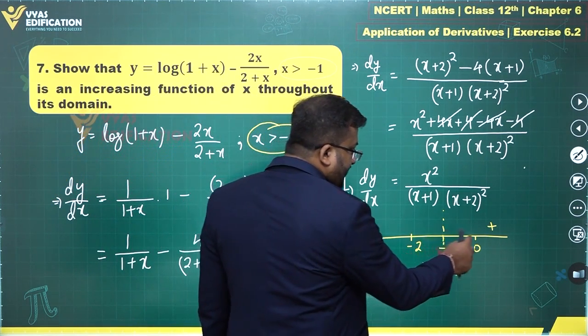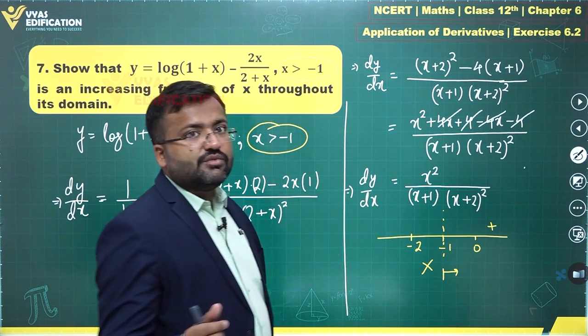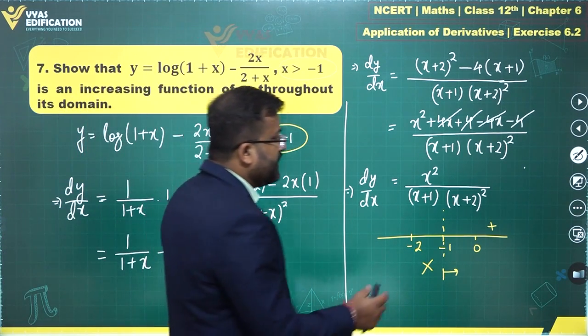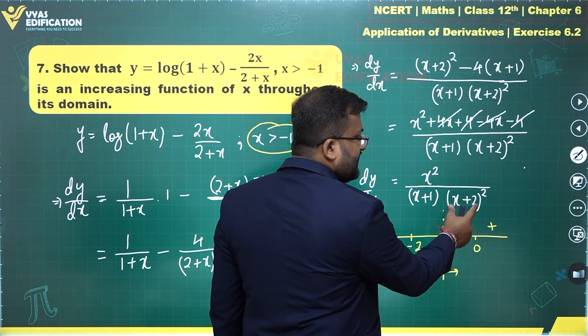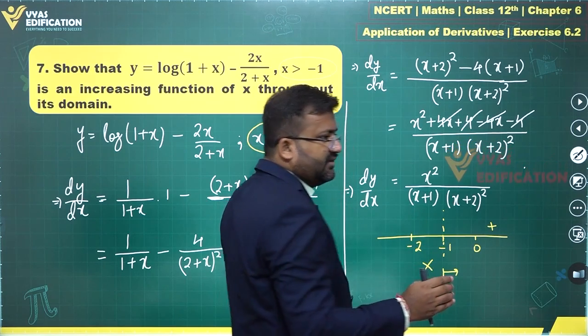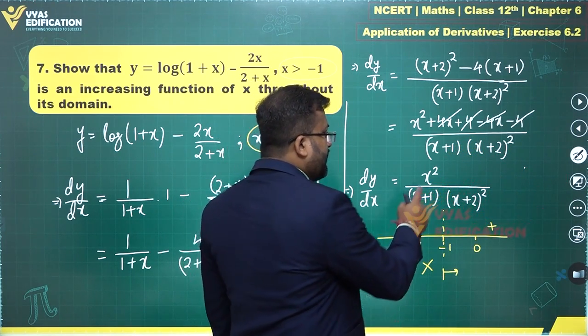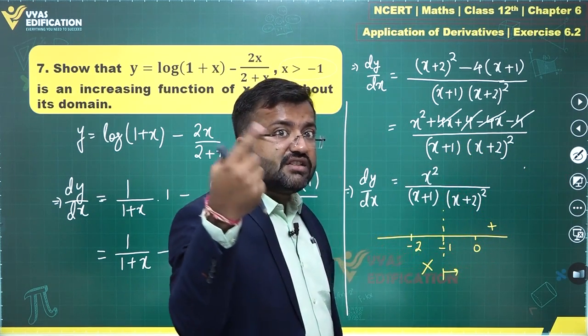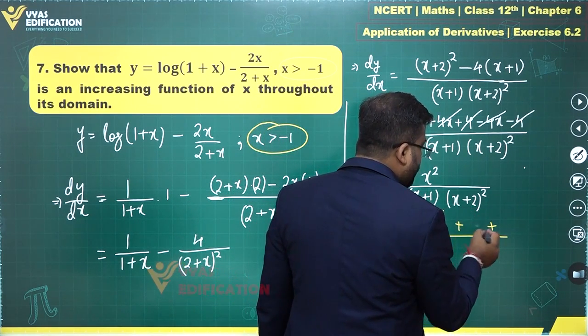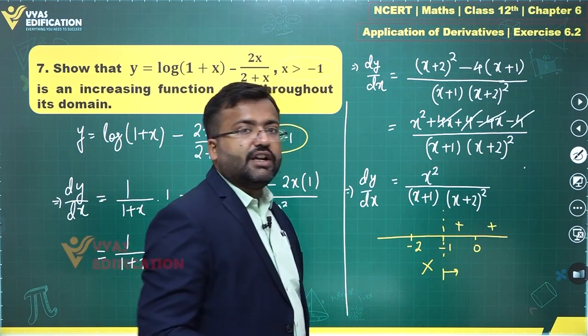For values between -1 and 0, let's analyze the values between -1 and 0. What will happen is, let's choose -1/2 for example. -1/2 plus 2 is positive. Positive square is also positive. -1/2 plus 1 is positive. That gives me a positive value. And -1/2 squared will become positive. So positive, positive, positive will be overall positive. Yes, this is what you get.